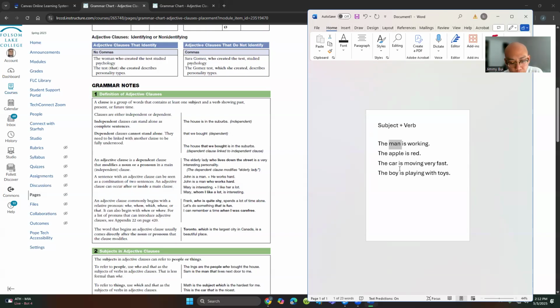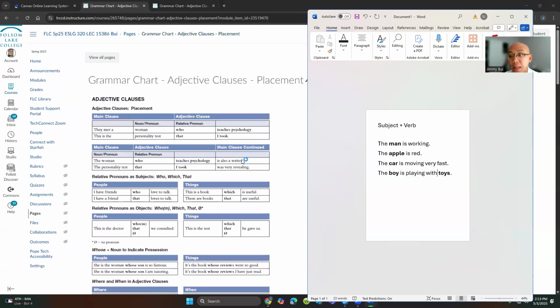The man and boy here are people, or persons, and then apple and car are things. So these are the nouns. And then, of course, here, toys is going to be an object of preposition or an object in this case. The boy is playing with toys. And so these are complete sentences. They can exist and stand alone, but sometimes we want to add more information about subjects and objects. And to do that, we use adjective clauses.